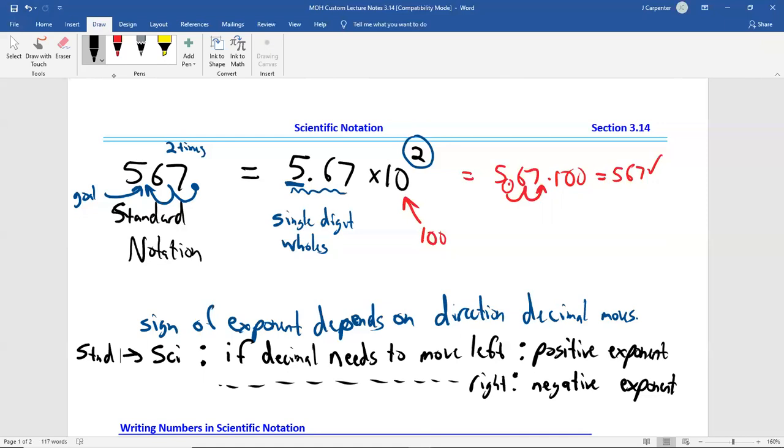So if the decimal needs to move left, it's a positive exponent. If it needs to move right, it's a negative exponent. That's the rule. Now I'm going to give you a helpful way of remembering this, because we're going to practice a couple standard to scientifics, but then we're going to introduce how to go from scientific to standard, which is completely opposite about everything.